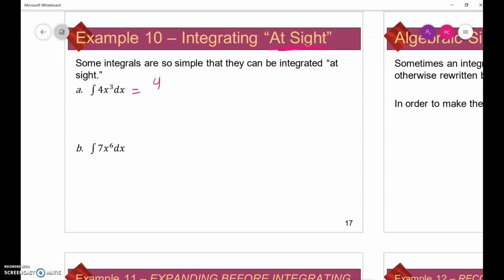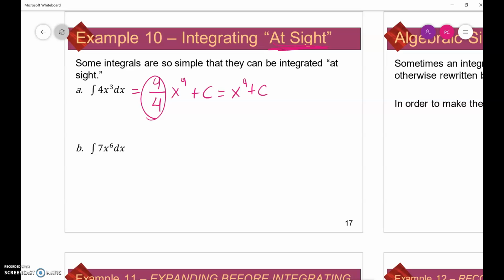is 4 over 4 x to the 4th. And that 4 over 4 simplifies to 1. So I have x to the 4th. I don't need my dx here, sorry. 4 over 4 x to the 4th plus c, which simplifies to x to the 4th plus c.